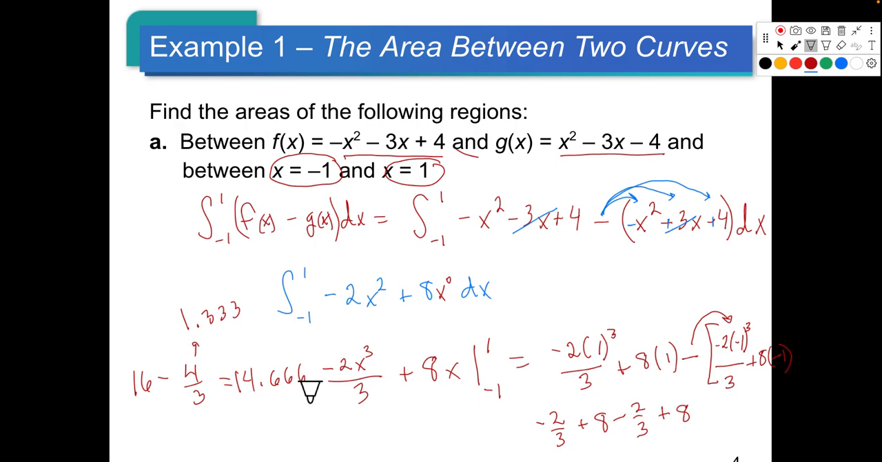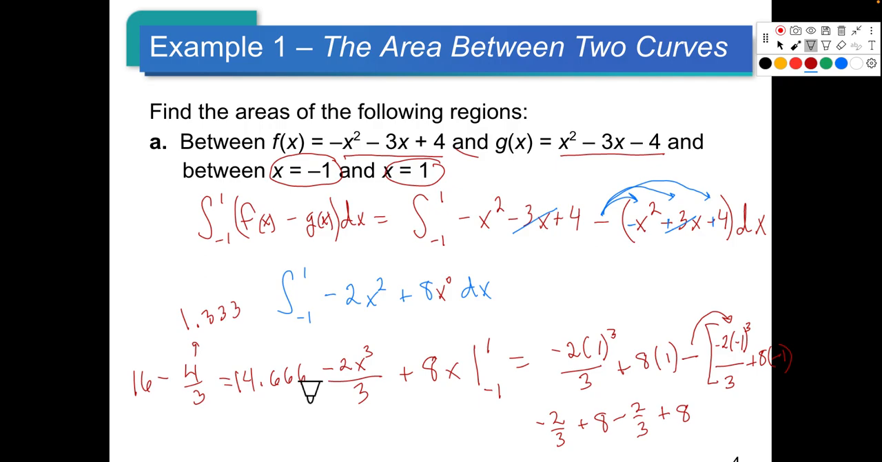What do we want the area from? -1. So I have to put that in first. -1 to 1. And that's giving me that area, which is 7.333. But as we can see, that's only the top part of it, right? So I'm going to find the bottom part by doing the same thing.